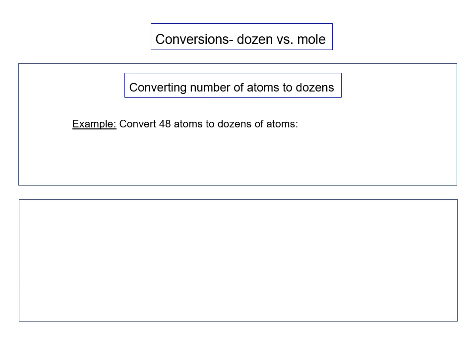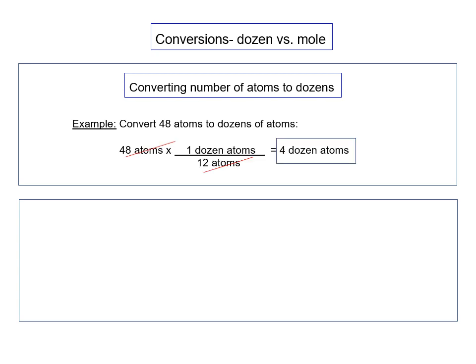Again, we start off with the 48 atoms. We put number of atoms on the bottom because that's what we're trying to cancel. Dozens of atoms on top because that's what we're trying to get. For every 1 dozen, there are 12 atoms. So then 48 times 1 divided by 12 is 4 dozen atoms. Notice that again, the 4 dozen here has infinite significant figures because we can count dozens.